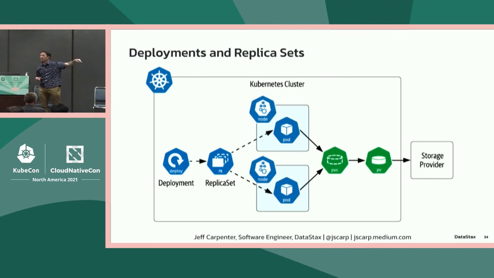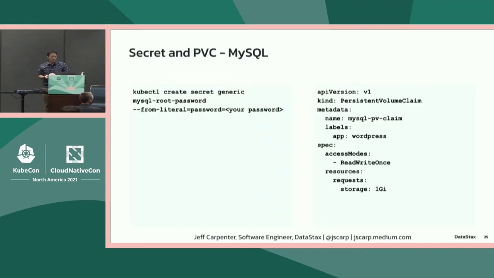Now this is a great configuration if you have read-only data. You could certainly get some efficiencies out of this. But if you wanna actually have a situation with multiple nodes that you're writing to, like Cassandra, which we'll see later, this wouldn't be an appropriate configuration for you, and you would wanna use something other than the deployments and replica sets.